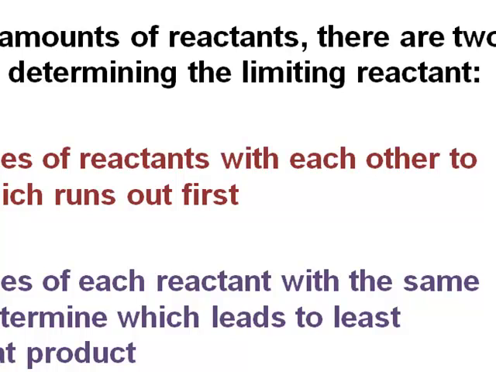Number 2, compare moles of each reactant with the same product to determine which leads to the least amount of that product. So you go, okay, I got cars, I got tires. I find out how many whole cars I can make out of that. If I have 48 tires, how many cars could I make out of that? So 48 divided by 4 equals, I can make 12 cars.